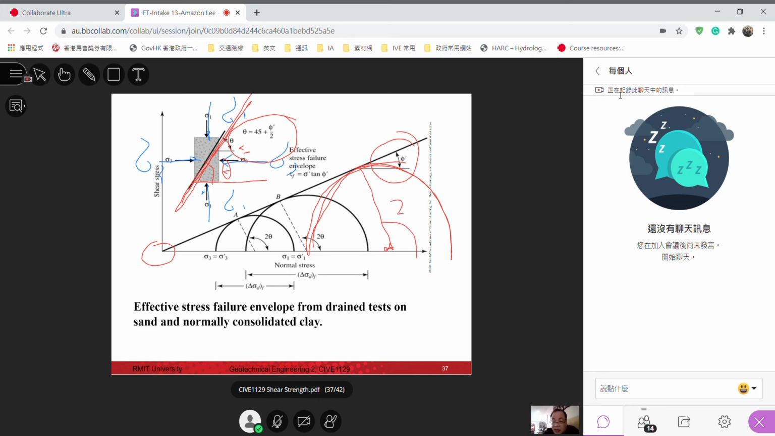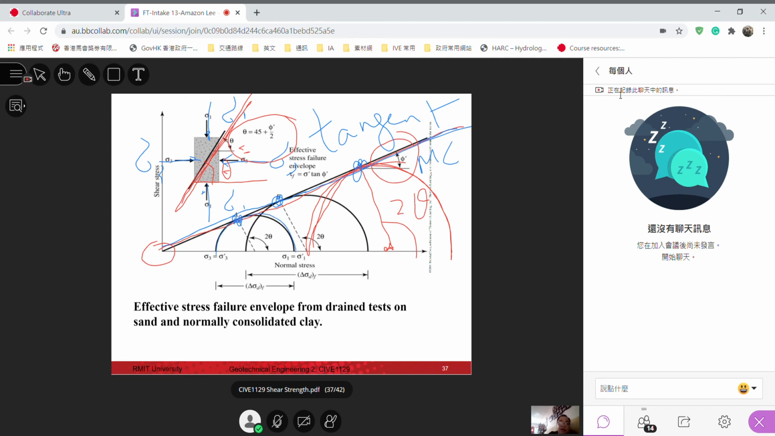And if you do it correctly, the Mohr-Coulomb failure criteria will be tangential to here, to here, and to here. Okay, they're just tangent, just touching, not intersecting. This line is the Mohr-Coulomb failure criteria. They should be just tangential to your Mohr circle.